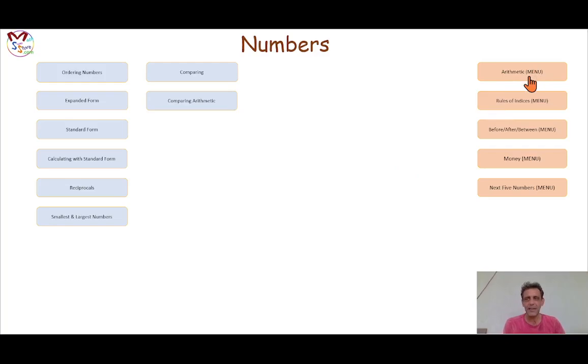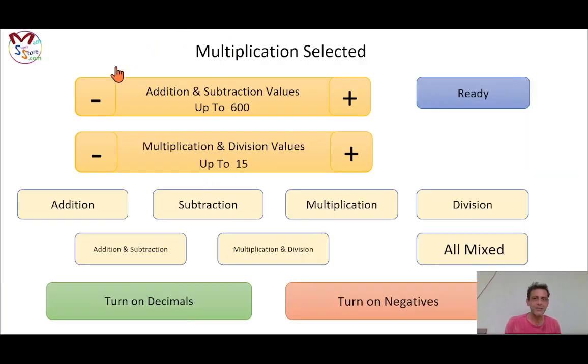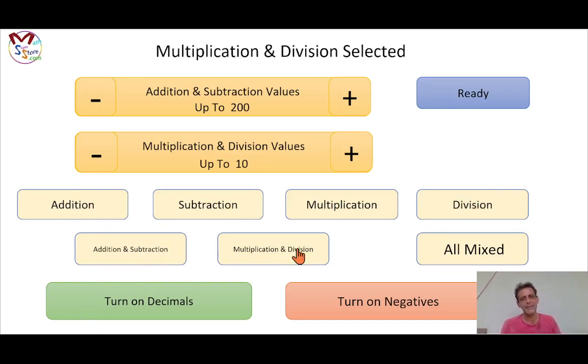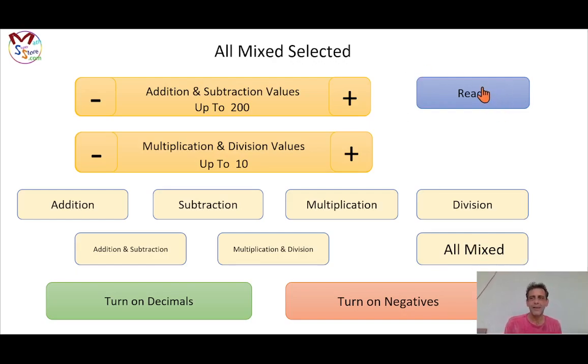We've got an arithmetic menu, which is a little bit different, though it's a similar menu. You can change the values up and down as before. You can select addition, subtraction, multiplication and division, but this time you can also mix addition and subtraction, mix multiplication and division, or you can mix them all. And then when you're ready, press ready.